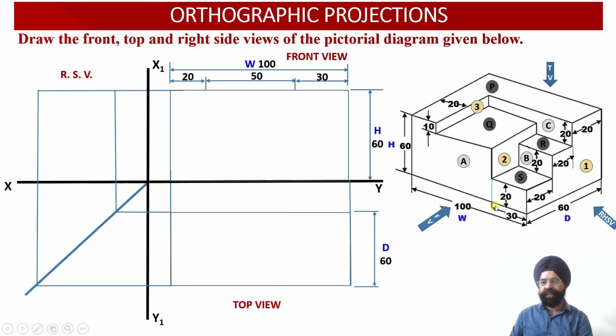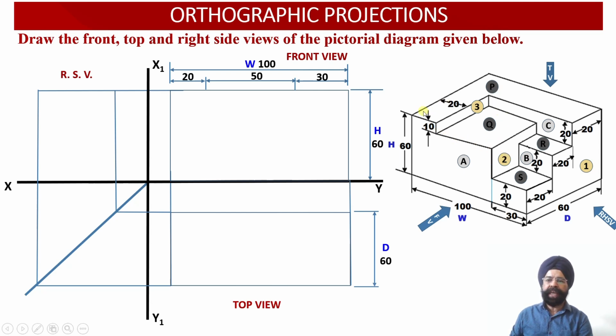So please check, this width is equal to 30 millimeter, and this top web has a width equal to 20 millimeter. So this is 20, this width is equal to 30. This remainder surface is the surface Q. So surface Q has a width equal to 50 millimeter, right?